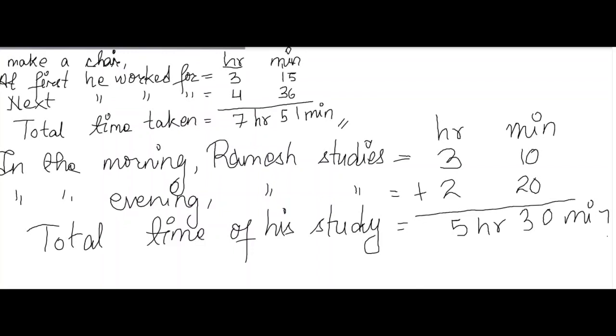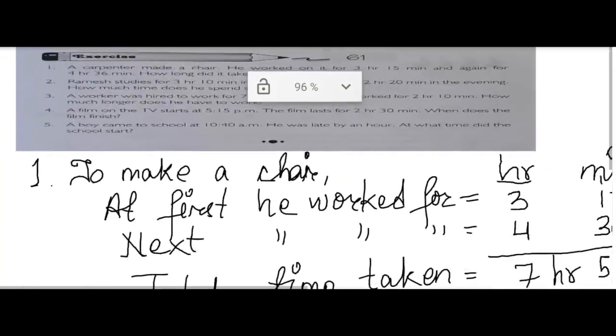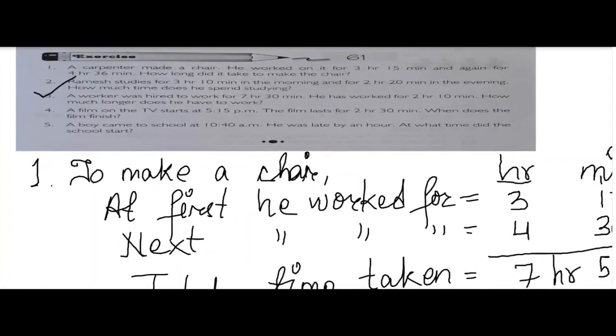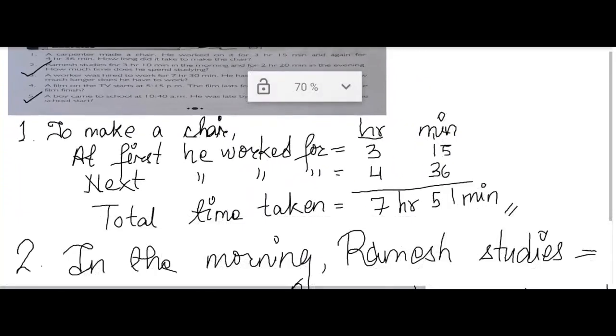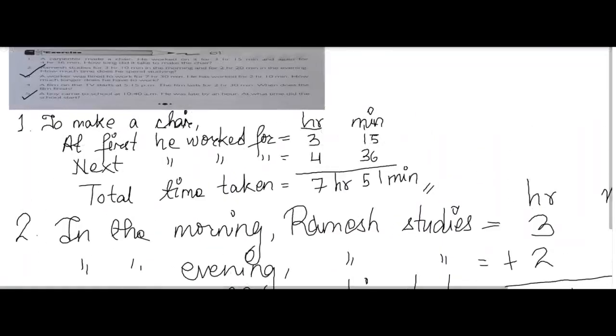Okay children, so in this way you will add the time and you will find the answer of the following word problem. I have done 1, 2 for you, 3 you will do yourself. Now I will do number 4 for you, okay, and 5 you will do yourself. So number 4 says that a film on the TV starts at 5:15 p.m. The film lasts for 2 hours 30 minutes. When does the film finish? So here the initial timing is given, when the film starts, and you have to find the final timing of the film. So let me write the statement first.